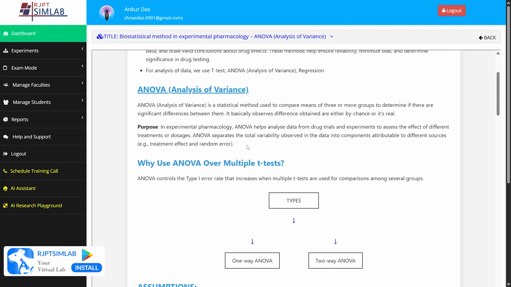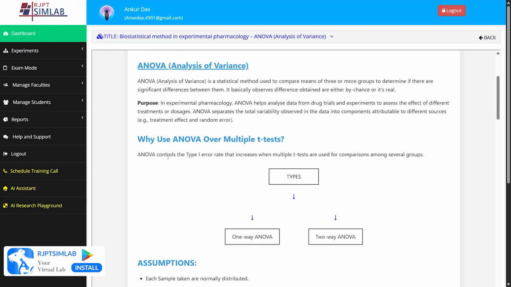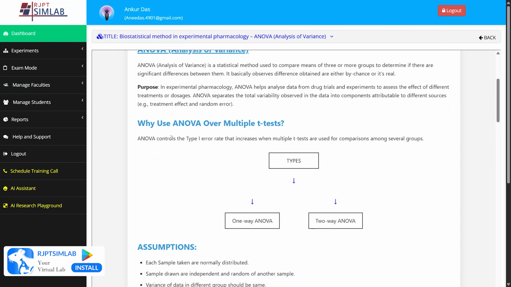And ANOVA helps us with total variability. It separates the variance, which means that when we have more than two or three groups, ANOVA separates the differences between each group and we can compare them and see the differences between each group. And this helps, such as treatment effect and random error, which are the two sources of variability in any experiment. So let us move on to the next heading.